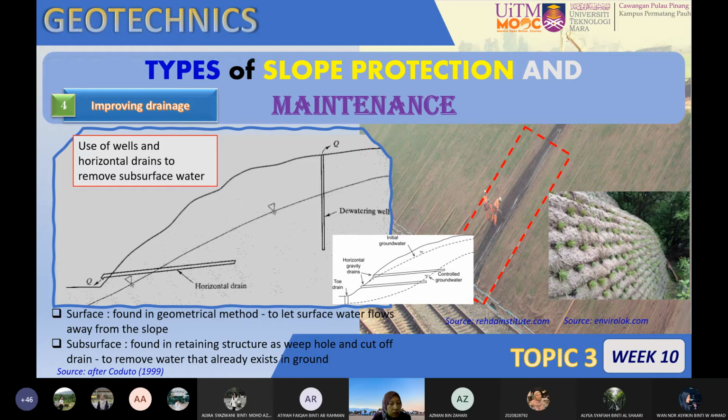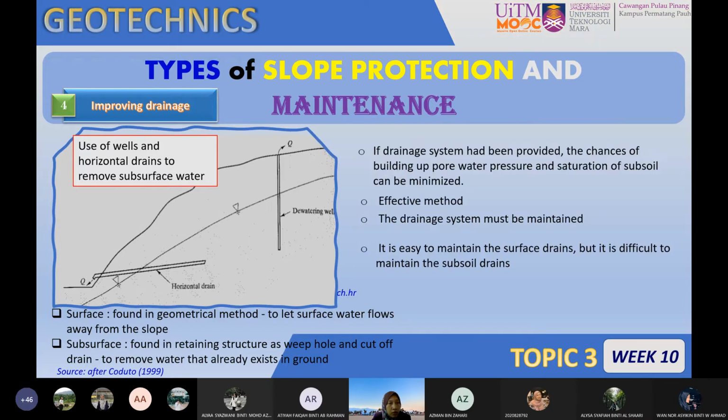It means that you can prevent any flows or any failure of the debris. This is a very effective method to control the fully saturated soil, and the drainage system must be maintained. It is easy to maintain the surface drain, but it is difficult to maintain the subsoil drains. As I said, the subsoil drain is very difficult to maintain due to the location of the subsurface drain, because it is found in the retaining structure as a weep hole. Just imagine how to maintain the subsurface drain.